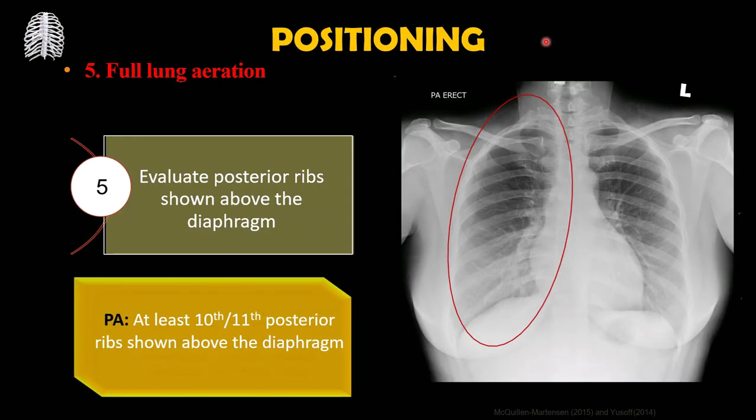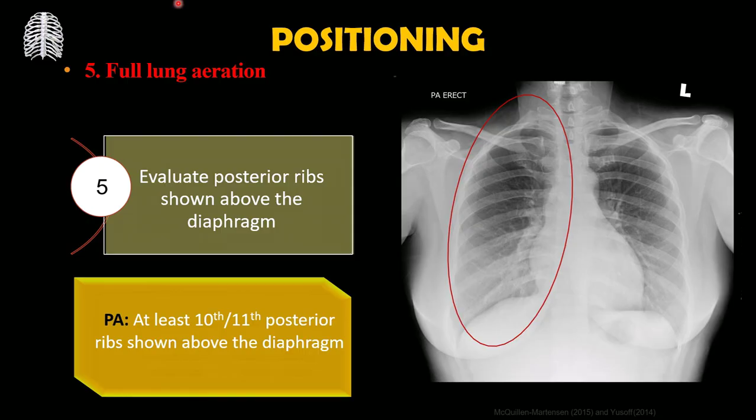Next, the fifth criteria for correct PA chest is lung aeration. We can assess the lung aeration by evaluating the posterior ribs shown above the diaphragm. In PA chest, at least 10 or 11 posterior ribs should be shown above the diaphragm. It is because the PA chest is performed in upright position, whereby the abdominal organs and diaphragm will shift inferiorly, hence allowing more space for maximum vertical lung aeration.